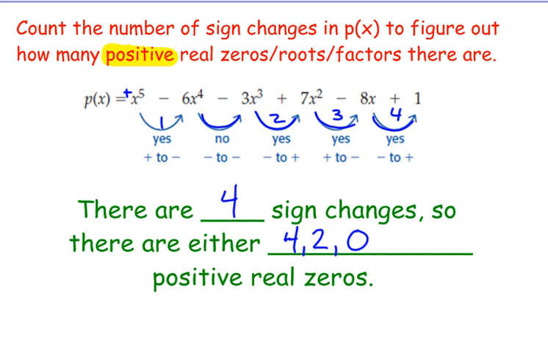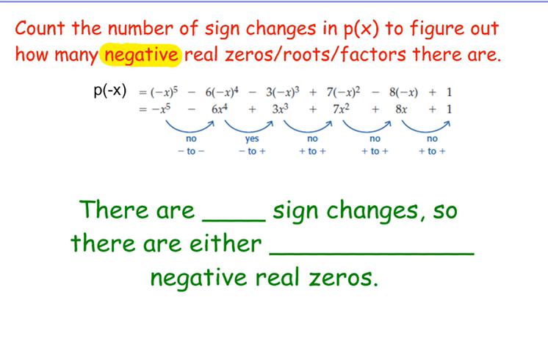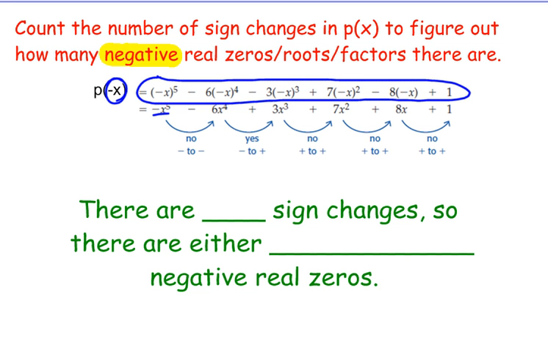Okay? Now negative. They replaced all of my x's with a negative x. And then they simplified this. So that's what they did here in this line right here. And then they went ahead and simplified this, and this is what we have for our signs. So negative to negative, nothing. Negative, positive, there's 1. Positive, positive, nothing. Positive, positive, nothing. Positive, positive, nothing. So there was only 1 sign change here.